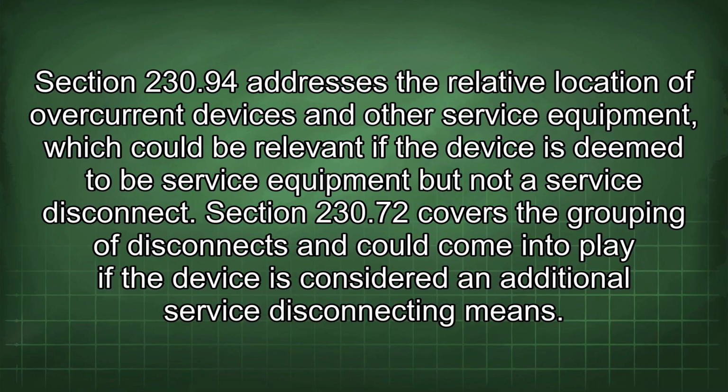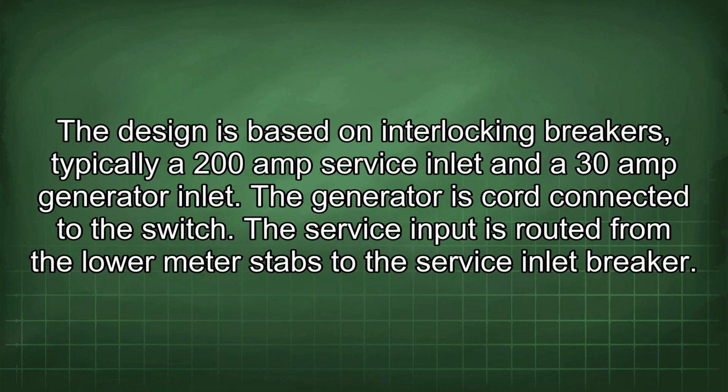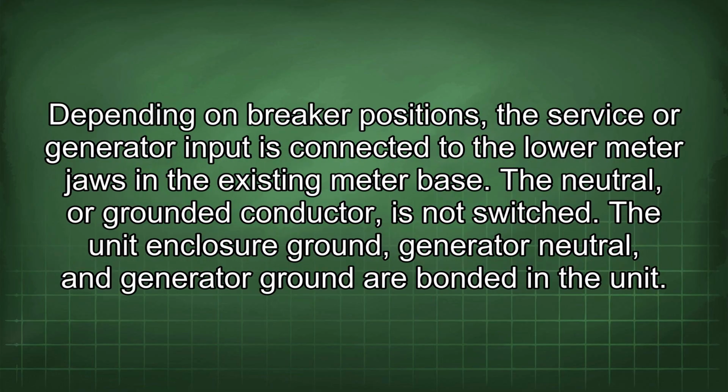Section 230.72 covers the grouping of disconnects and could come into play if the device is considered an additional service disconnecting means. The design is based on interlocking breakers, typically a 200 amp service inlet and a 30 amp generator inlet. The generator is cord connected to the switch. The service input is routed from the lower meter stabs to the service inlet breaker. Dependent on breaker positions, the service or generator input is connected to the lower meter jaws in the existing meter base. The neutral or grounded conductor is not switched.